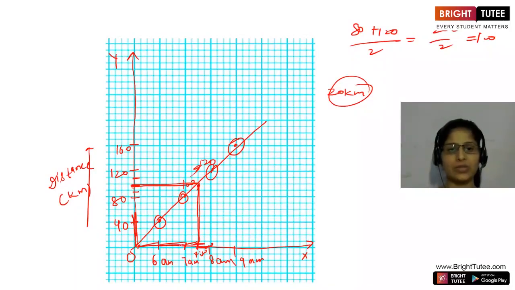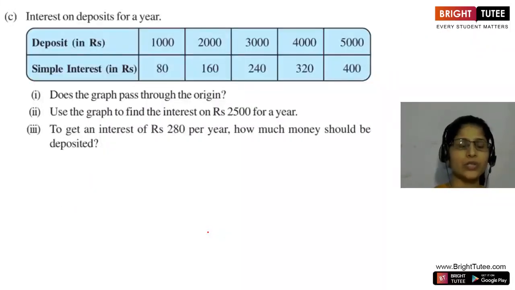So it has taken 6 to 7, 1 hour, then 7 to 7:30, 1.5 hours it had taken. Clear? So the next question is here.